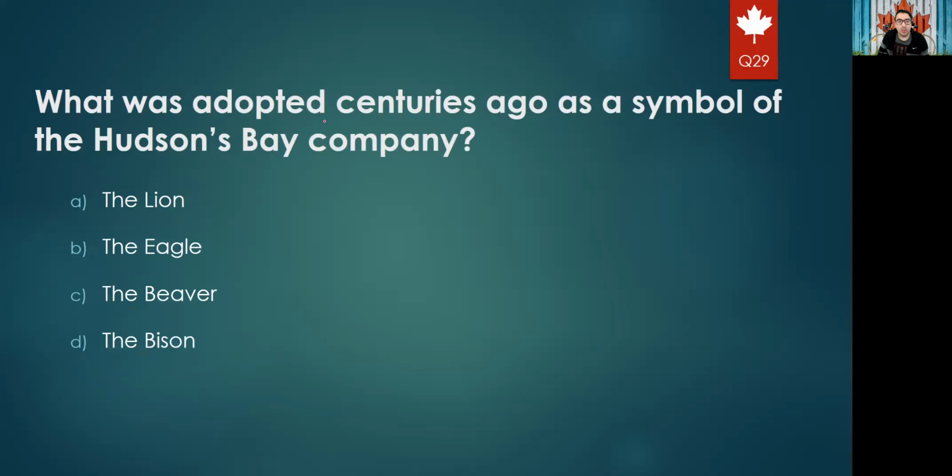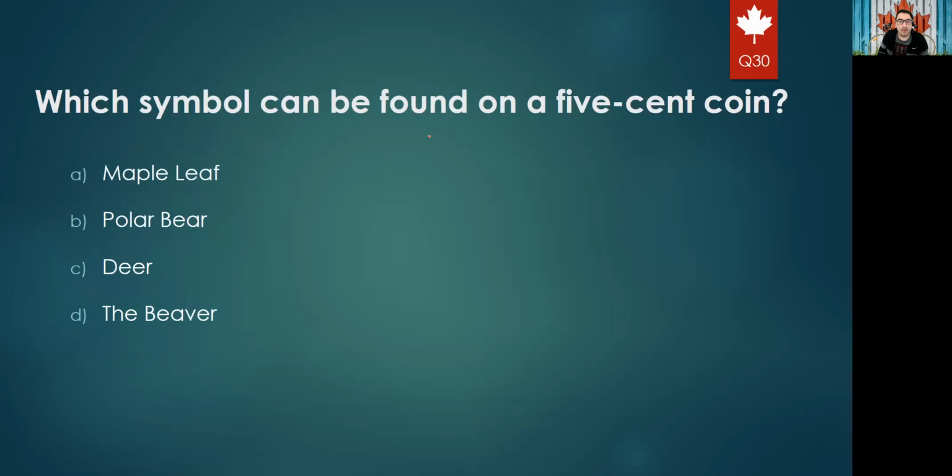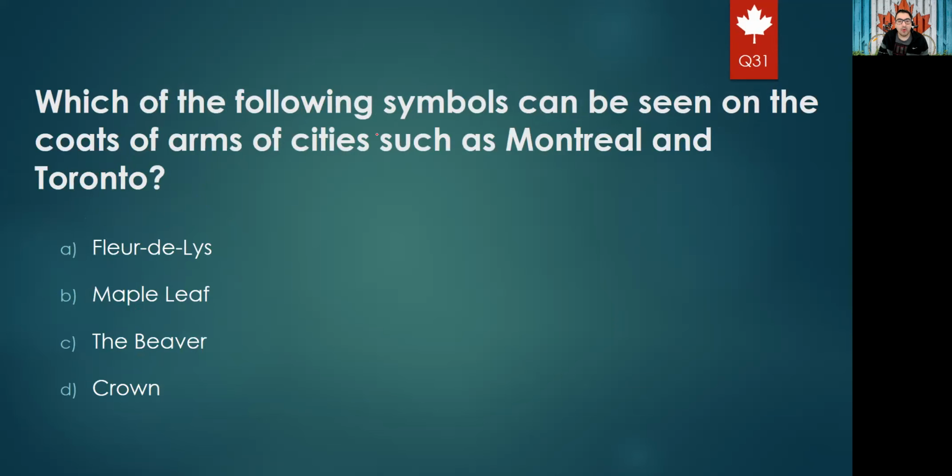Next question. What was adopted centuries ago as a symbol of the Hudson's Bay Company? Lion, eagle, beaver, or bison? For sure, the right answer is a beaver. Okay, option C. Which symbol can be found on the 5-cent coin? Maple leaf, polar bear, deer, the beaver. Again, the answer is a beaver. Okay. Which of the following symbols can be seen on the coats of arms of cities such as Montreal and Toronto? Fleur-de-lis, maple leaf, the beaver, the crown. The right answer for this question will be the beaver.